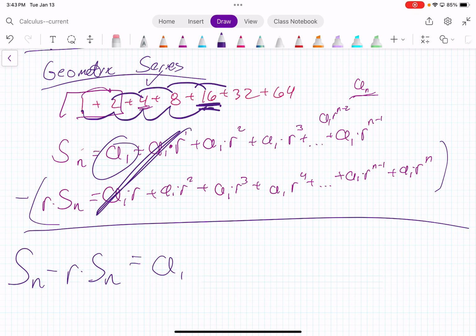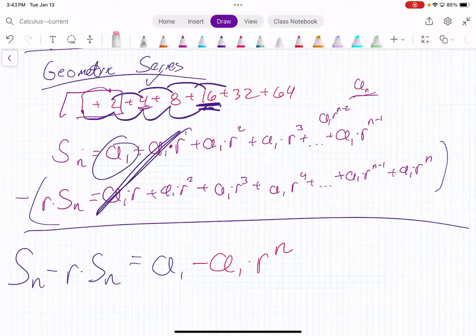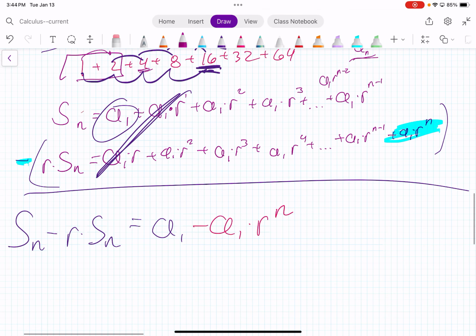Okay, what sign do I put between them? Minus like this? And you said a sub 1 r to the n? And why is that subtraction? Because the a sub 1 times r to the power of n is on the one that's subtracting. Yeah, so it's just remembering that that piece is dropping out here, okay?